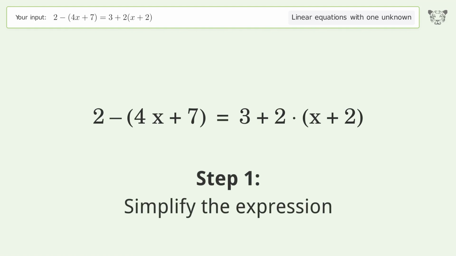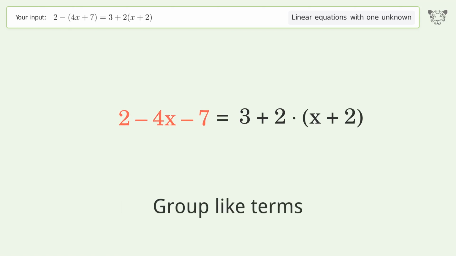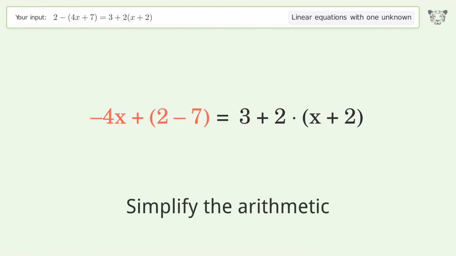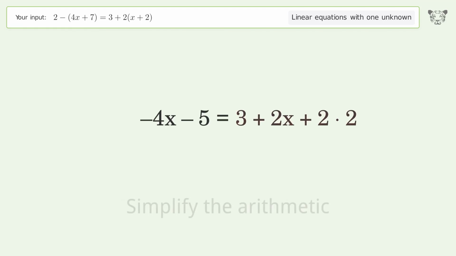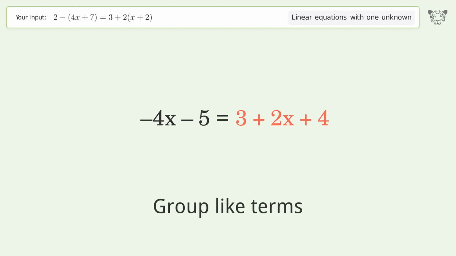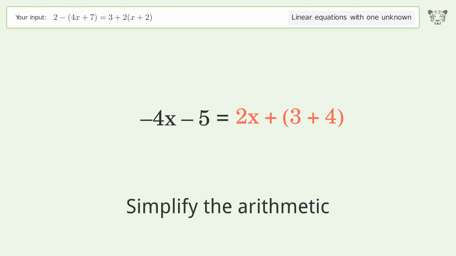Simplify the expression. Expand the parentheses. Group like terms. Simplify the arithmetic. Expand the parentheses. Simplify the arithmetic. Group like terms. Simplify the arithmetic.